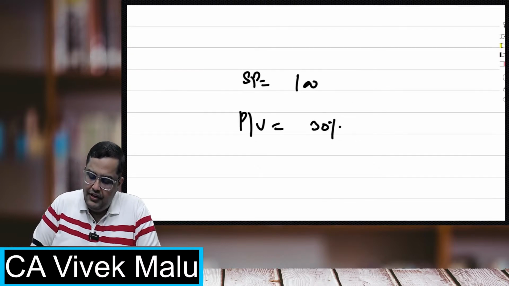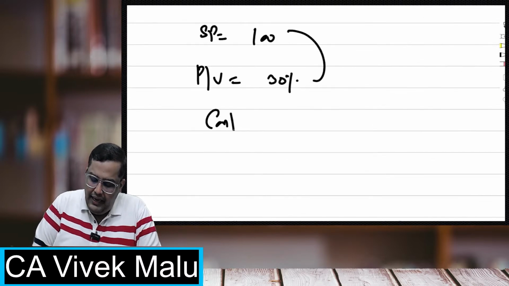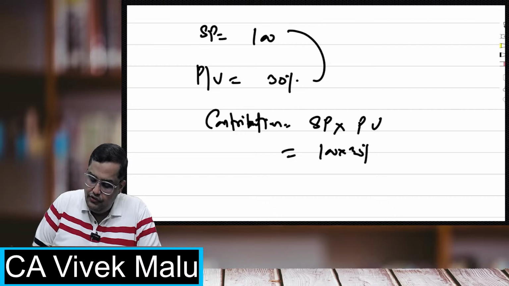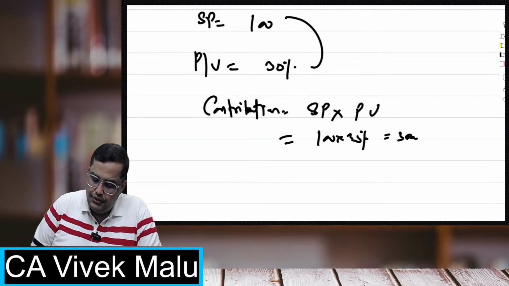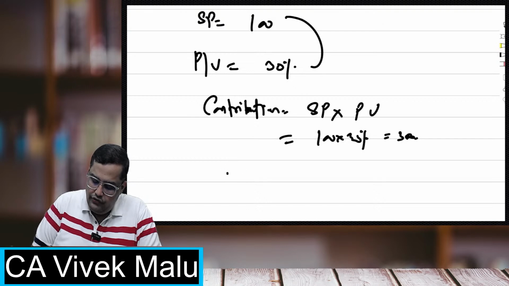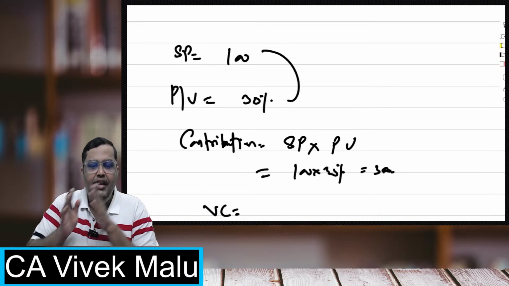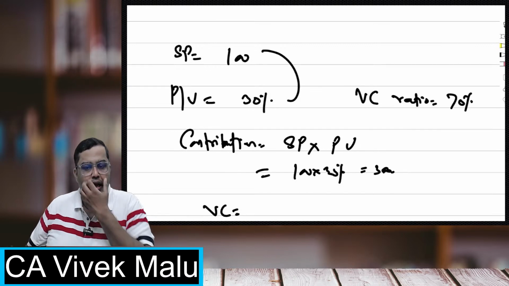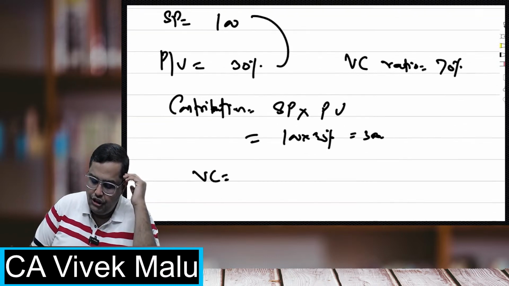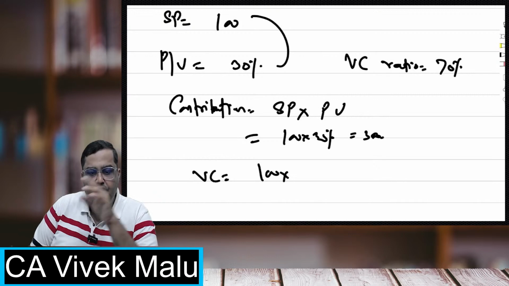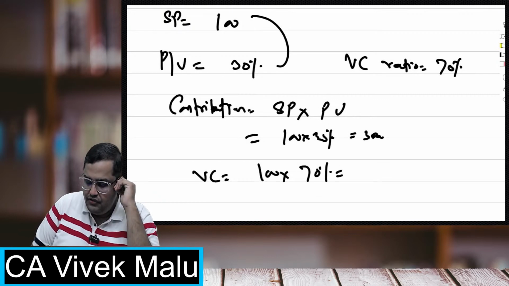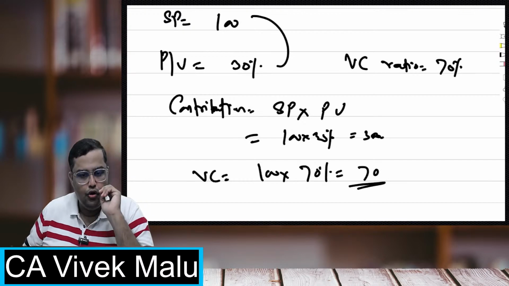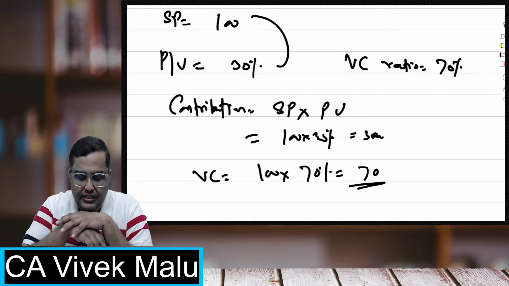So, how much will be the variable cost then? Out of 100 rupees, my contribution is equal to sell price into PV ratio. So that is 100 into 30%, which is 30 rupees. So how much is my variable cost? If PV ratio is 30%, the variable cost ratio is 70%. 100% minus PV ratio will give me the variable cost ratio. So out of 100, 30 rupees is the contribution and 70% is the variable cost, so 70 rupees is my variable cost. This is how I can keep on interchanging them.